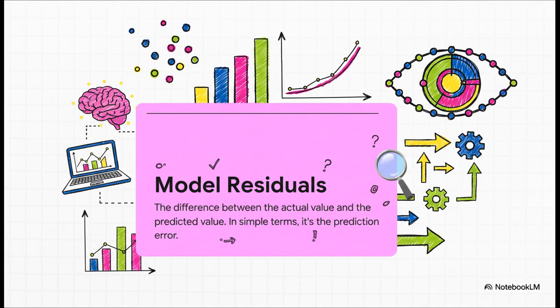Residual sounds kind of fancy, but it's really just the error. If the real answer was 10 and your model guessed 8, the residual is 2. That's it. We're just giving a name to how far off each prediction is.